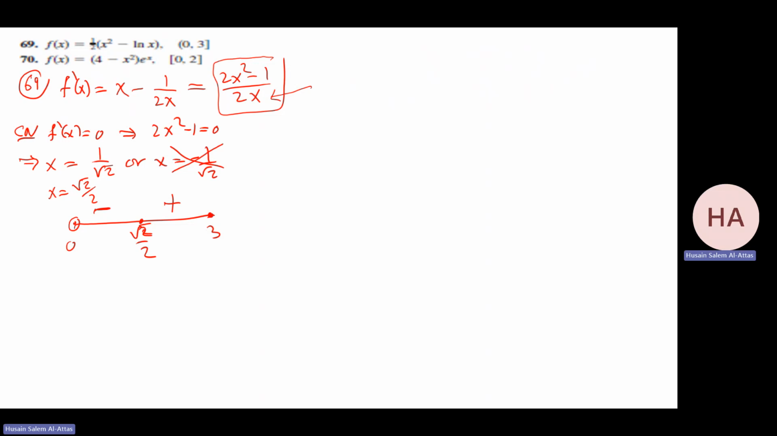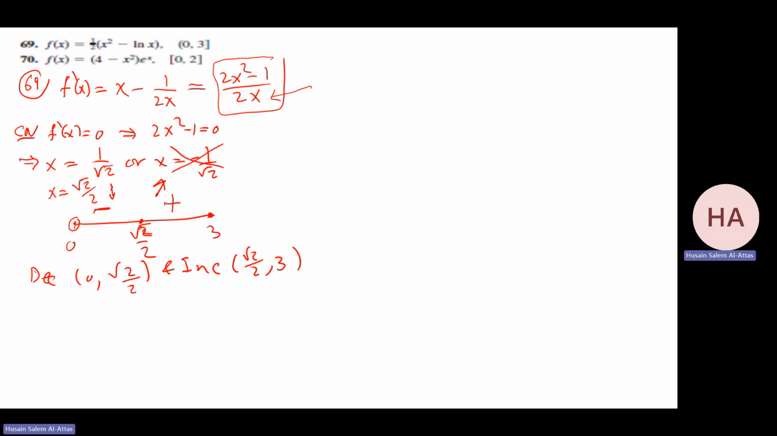Or 1. So it's decreasing, increasing. So it's decreasing from 0 to square root 2 over 2 and increasing from square root 2 over 2 to 3. And they have local minimum at square root 2 over 2. Okay.